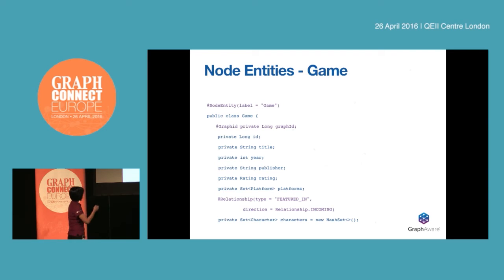Okay, so game. So now you should be pretty familiar with most of the annotations. Again, you have a platform, which is an enum. In fact, this is a collection of enums. So again, we will serialize your enum to strings. So you'll have an array of strings stored as a property on your node, and we will read it back as well. So you don't need to annotate this at all.